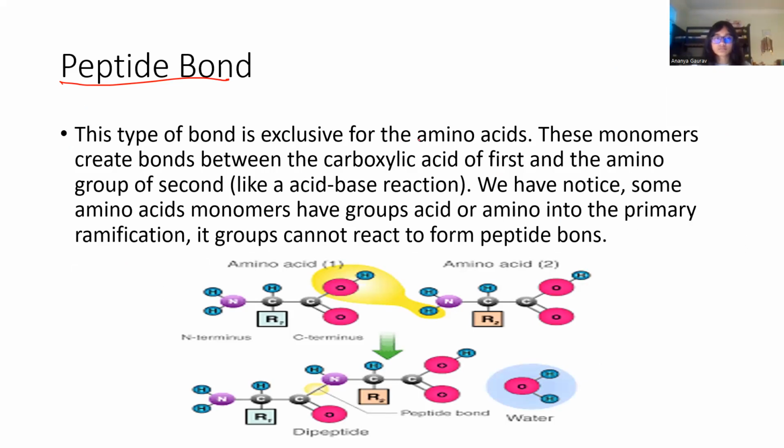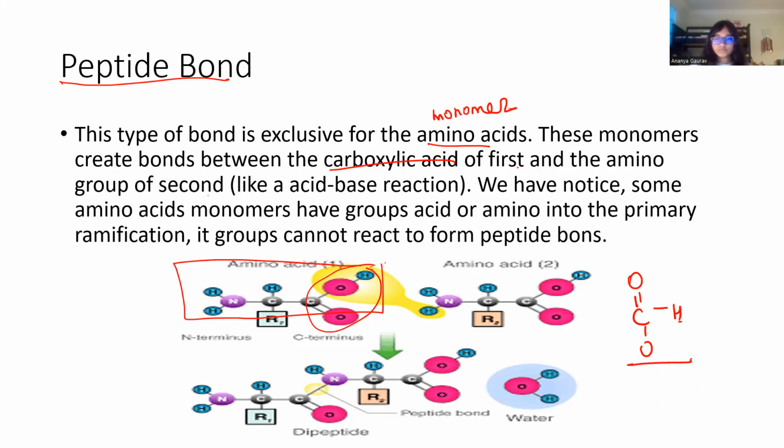This type of bond is exclusively for the amino acids. Amino acid is what? Monomer, right? And our protein is what? Polymer. So these monomers create bonds between the carboxylic group of the first and the amino group of the second. You can see here. So amino acids bond with the carboxylic acid. That is COOH, our carboxylic acid: C double bond O, single bond O, H. This is our carboxylic group.